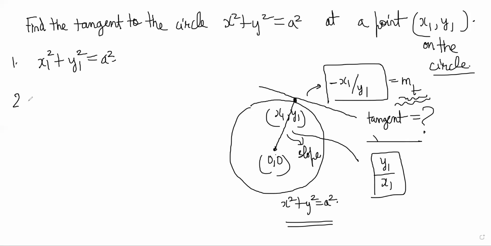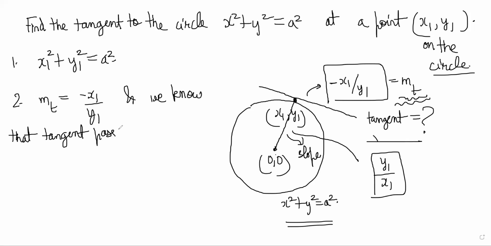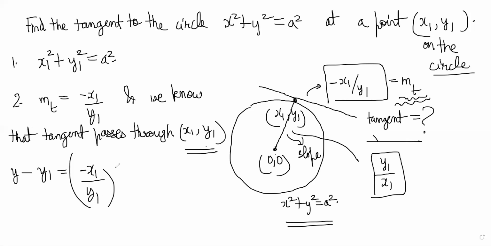So we have m tangent equal to minus x1 by y1, and we know that the tangent passes through (x1, y1). So we know one point and the slope also, so we can find the equation of the tangent now. The equation of the tangent will be, in point slope form, y minus y1 is equal to m tangent, which is minus x1 by y1, multiplied by x minus x1. This is point slope form.